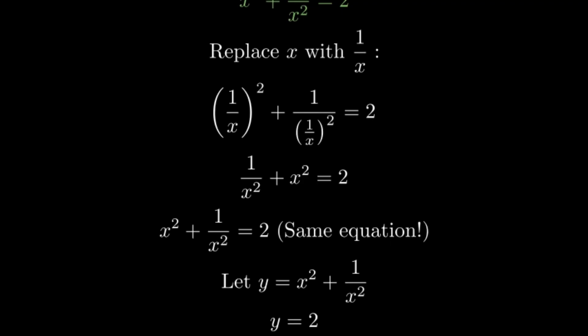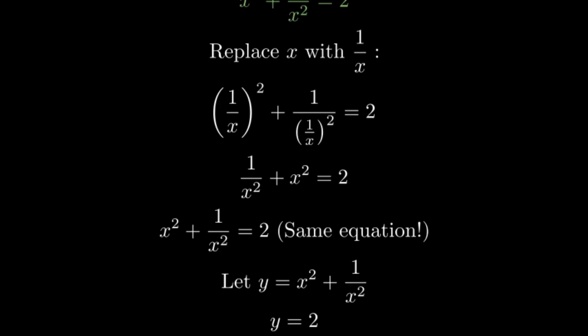The equation factors to u minus 1 squared equals 0. Therefore, u equals 1, which means x squared equals 1. So x equals plus or minus 1. And notice, these solutions are reciprocals of each other.